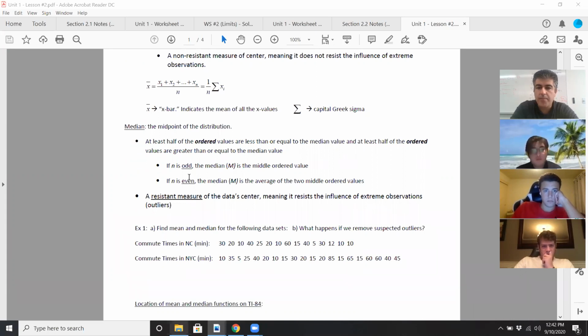Medians, very straightforward. As long as you have all of your data points in numerical order, right smack in the middle is going to be your median. If you have an odd number of numbers, that's it. If you have an even number of numbers, then of course you average the two middle numbers.